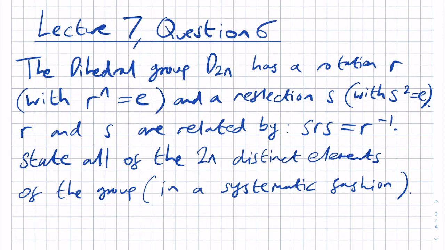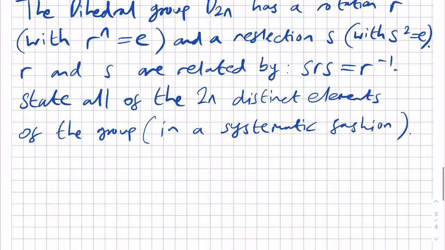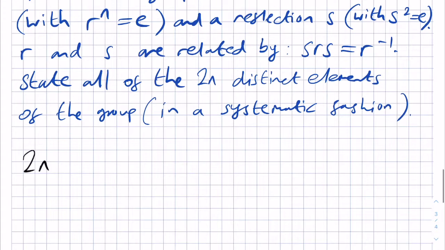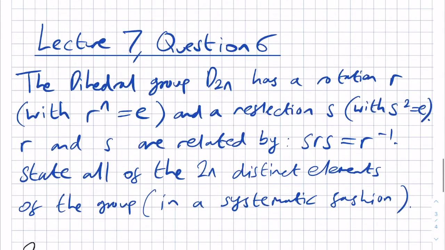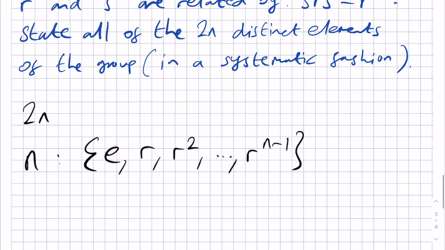So to start with, we've been told that there are 2n distinct elements of the group D2n. We can get n of them by just using rotations alone. We can have n elements which are e, r, r squared, all the way up to r to the n minus 1, since r to the n goes round back to e at the beginning, and this gives us n distinct elements.